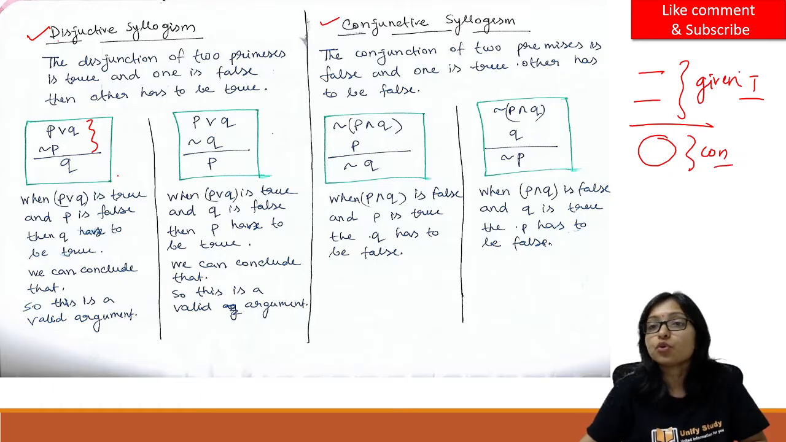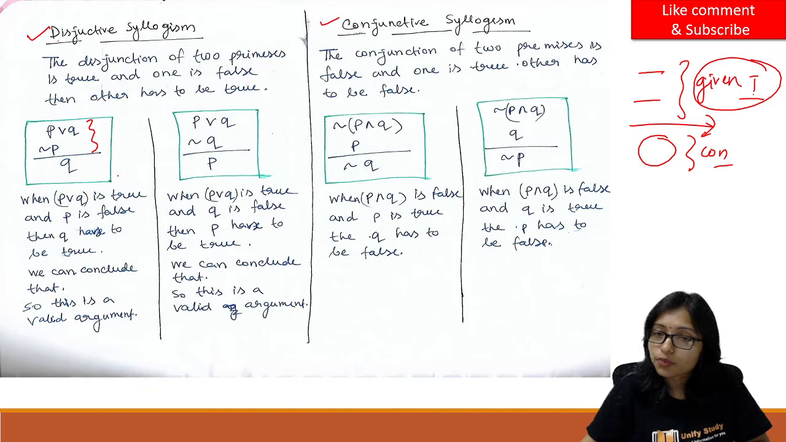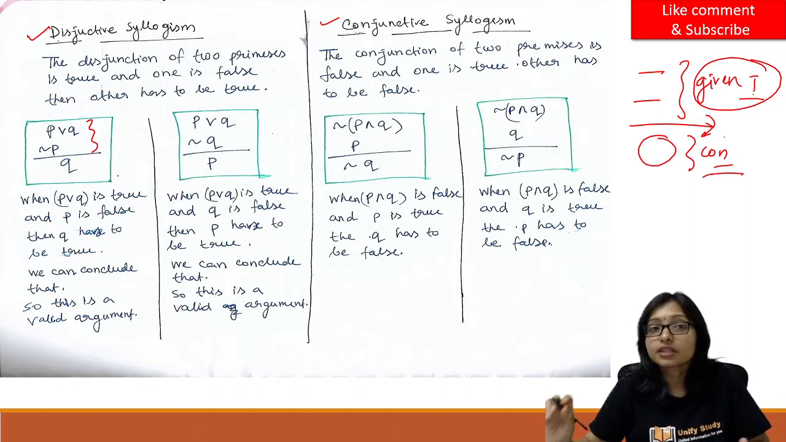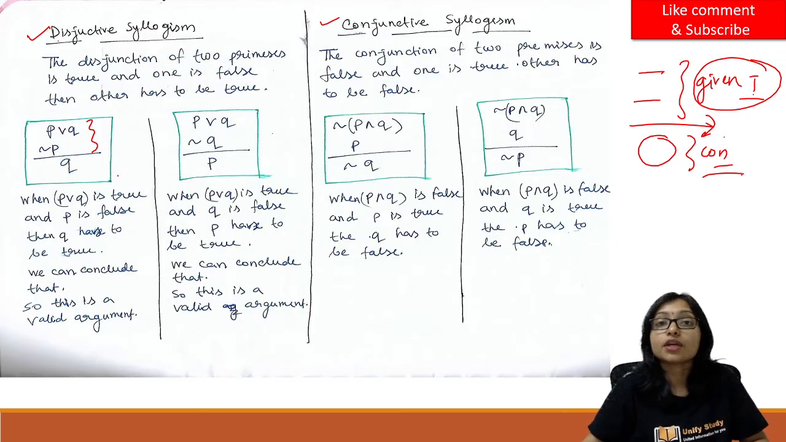You have to prove that from the given true premises, is the conclusion also coming true? If the conclusion is coming true always, then we can say it is valid. Otherwise, it will not be valid. So you can see here what is going on.